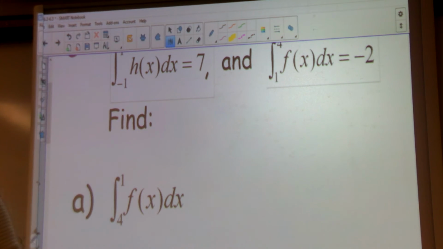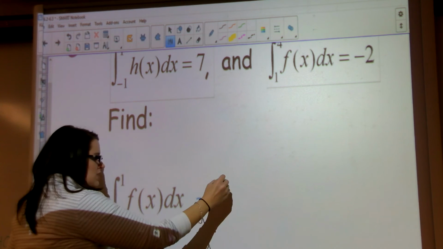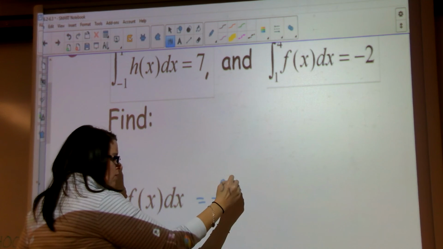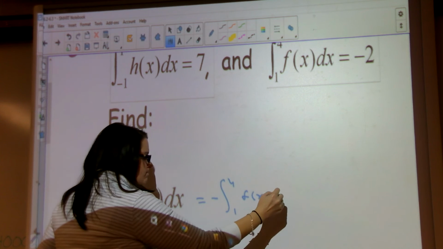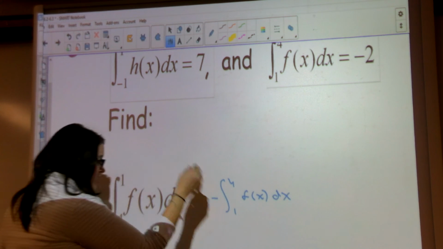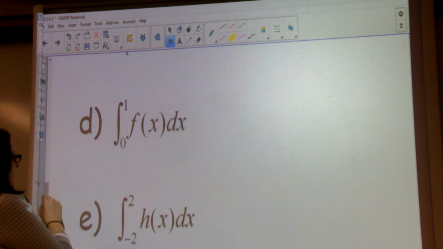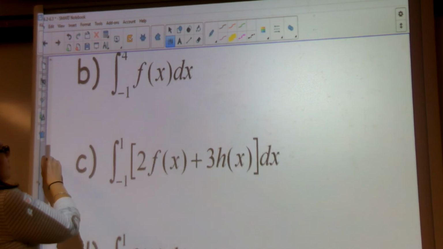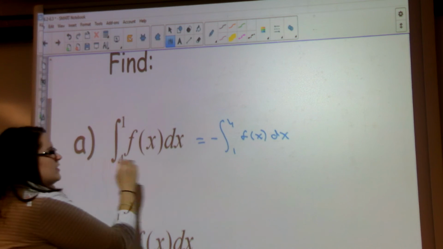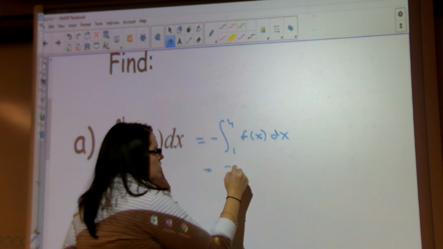That is out of order. It should be A to B. So this is equivalent to the integral from negative 1 to 4 of f of x dx. And what was the integral to begin with from 1 to 4? Negative 2 is 2.